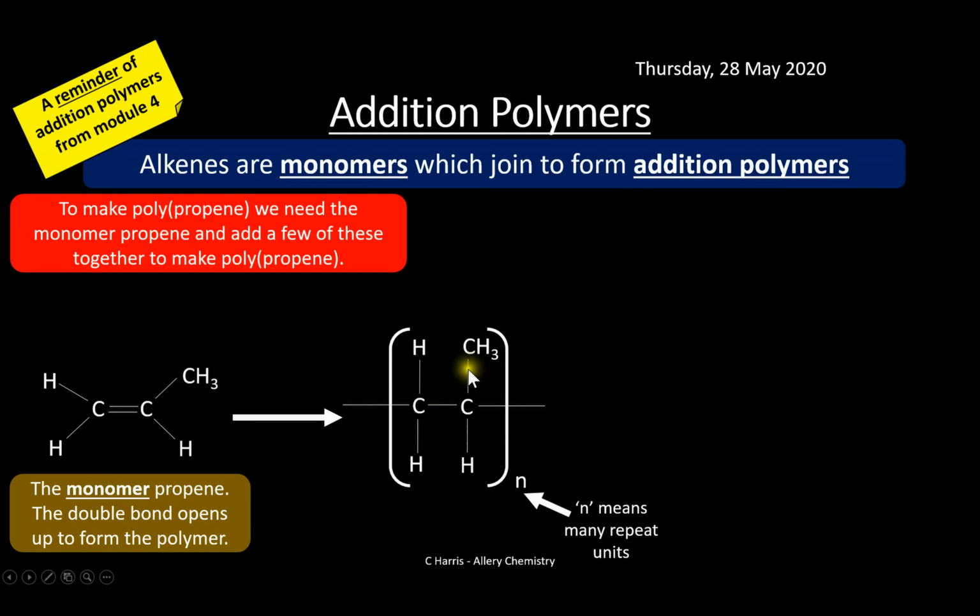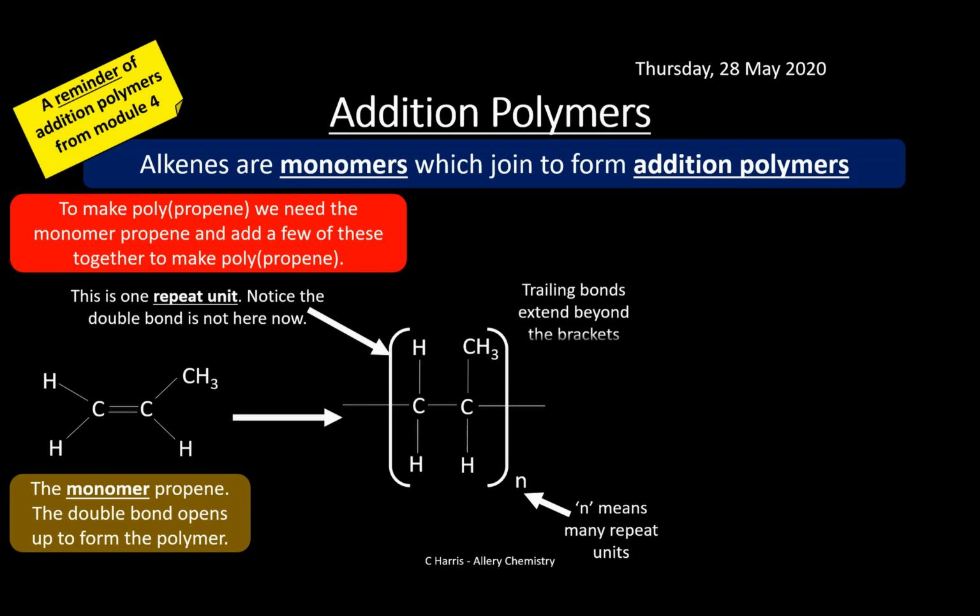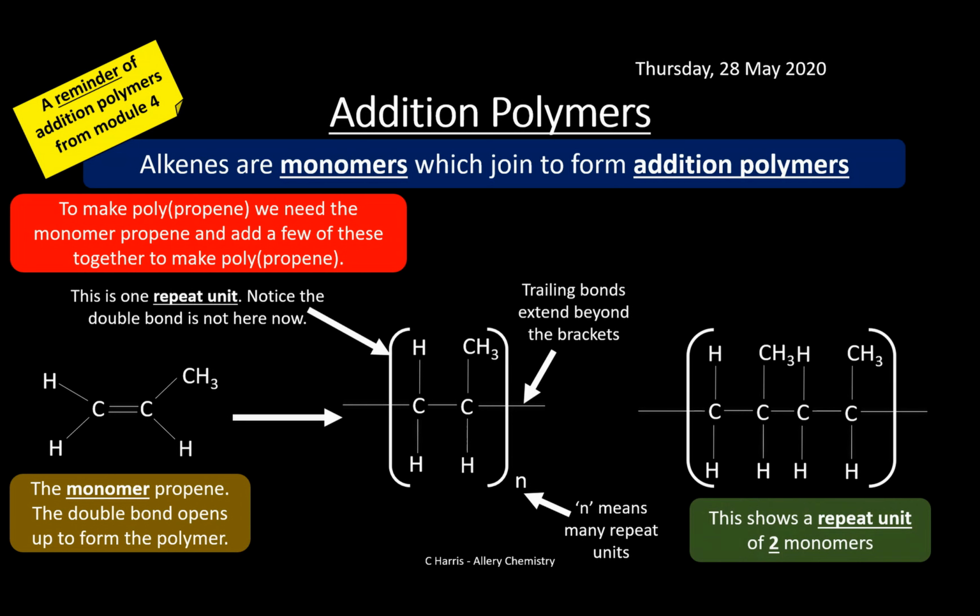So this is where we have a number of these repeating along a chain down along the side there. Okay. So like say one repeat unit, so the double bond is not here anymore. And we have these trailing bonds as well that extend beyond the brackets. And so if we join a few of these repeat units together, then we form this. Okay, so this shows a repeat unit of two monomer units that have been joined together.